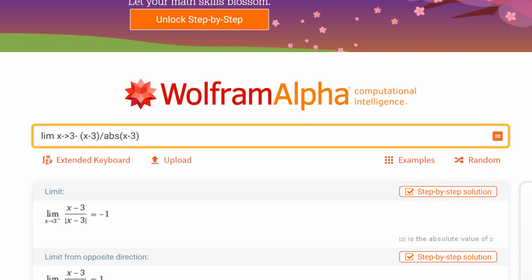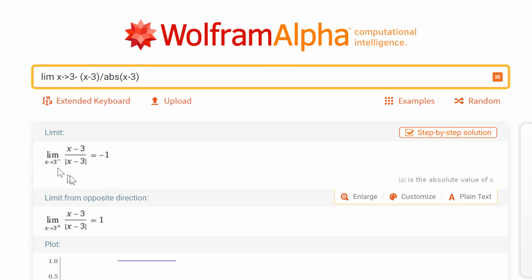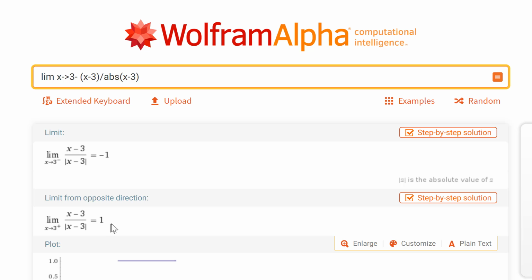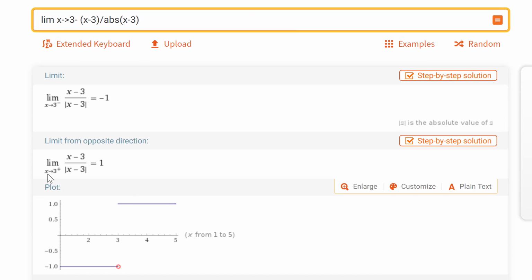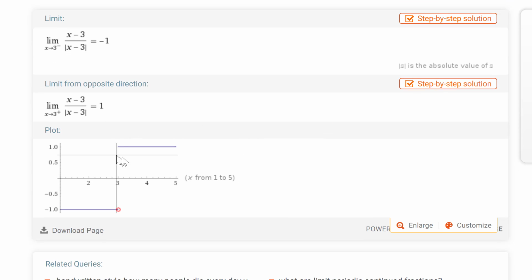All right, so from there you can see you typed it in correctly as x approaches 3 from the left, and there's the quantity, and the result is negative 1. What's neat about Wolfram Alpha is that it gives you a little more information. It tells you the limit as x approaches 3 from the right is positive 1, and you can verify that calculation pretty easily. And so here's a picture of it.